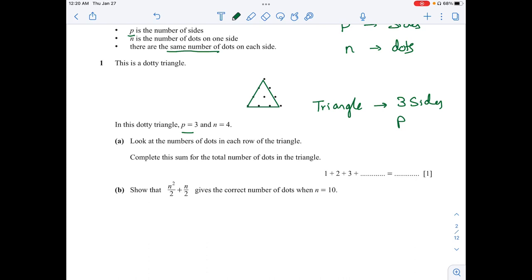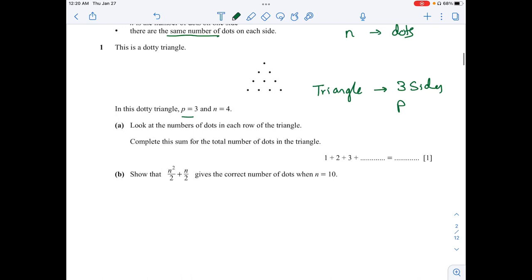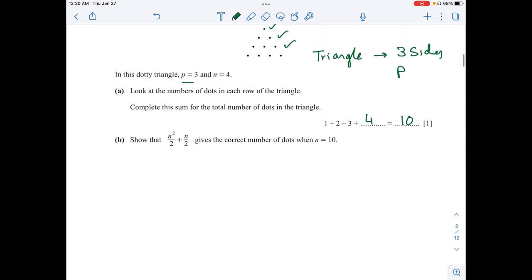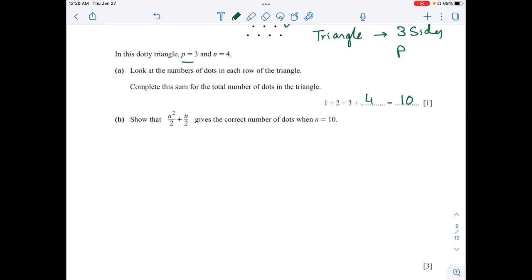And how many dots are on each side? 4 dots are on each side. Look at the number of dots in each row of the triangle. Complete the sum. In the first row there is 1, in the second row there is 2, in the third row it is 3, and in the fourth row it is 4. So in total there are 10. Show that n squared upon 2 plus n upon 2 gives the correct number of dots when n is equal to 10.